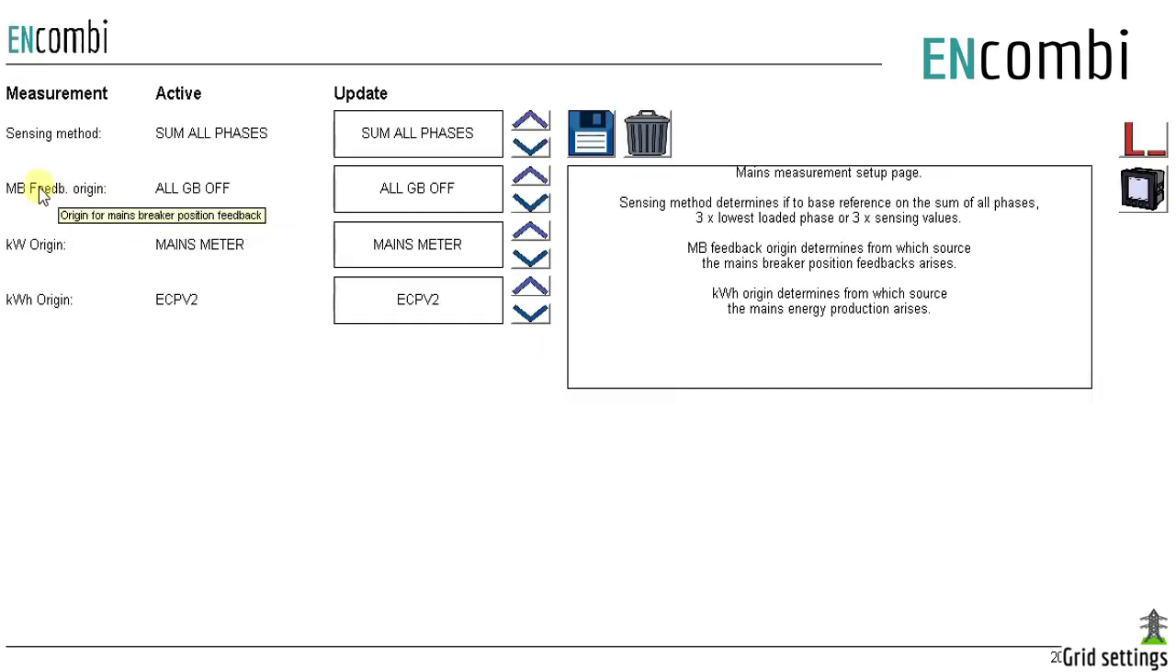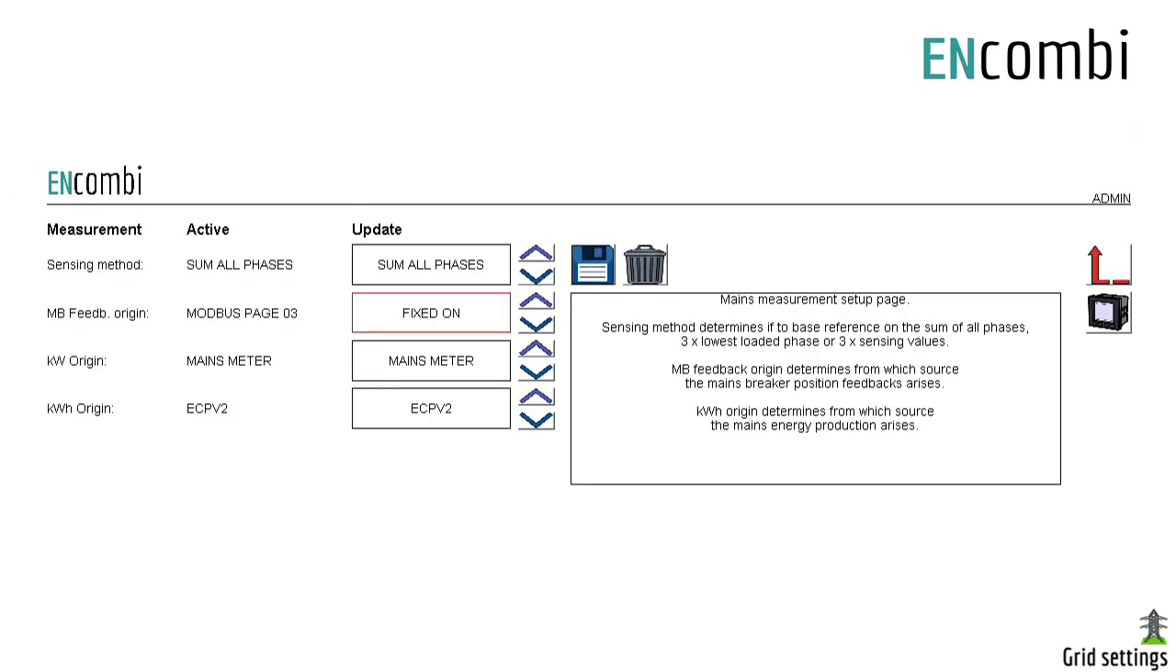The next editing option is for the origin of main breaker position feedback. The main breaker feedback origin determines from which source the mains breaker position closed feedback arises. Here you have 5 setting options to use. The first option is fixed on. This setting will be used for self-consumption sites where no gensets are connected.